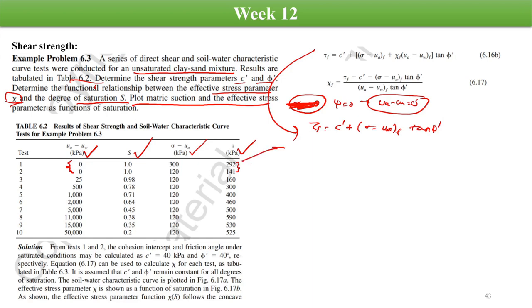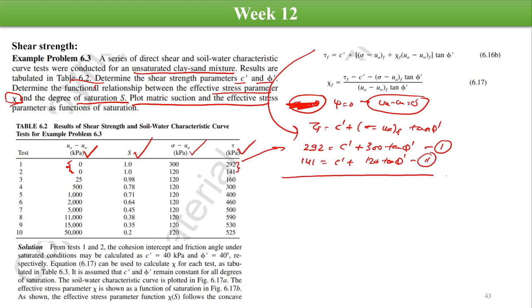So for the first test, we write 292 is equal to c dash plus sigma minus ua, which is 300, times tan phi dash. That is the first equation. Then the second equation: 141 is equal to c dash plus 120 tan phi dash. If we solve these two equations, we will get the values of c dash and phi dash. Let's subtract equation 2 from equation 1.